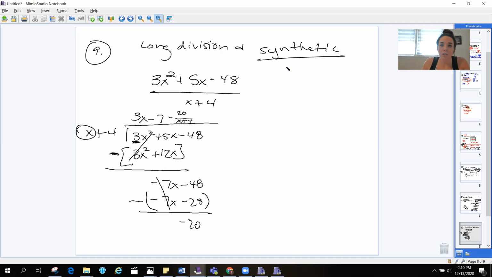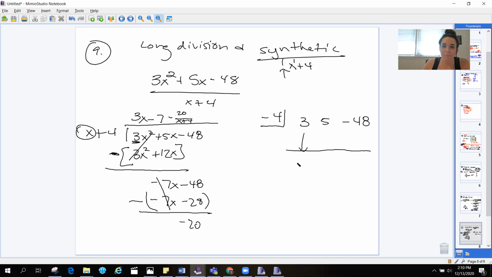So synthetic division only works if the coefficient of your divisor is 1 and the exponent is also 1. So that's the only way it works. So what I'm going to do is change the sign of this guy and put him in the little jail cell. And I'm going to list out all of these numbers in order. If one of these terms was missing, so like let's say there wasn't a 5x, it was just 3x squared minus 48, I would have put a 0 right here. So just keep that in mind.